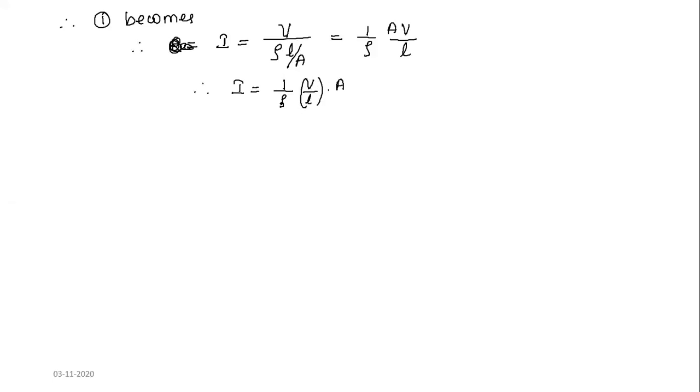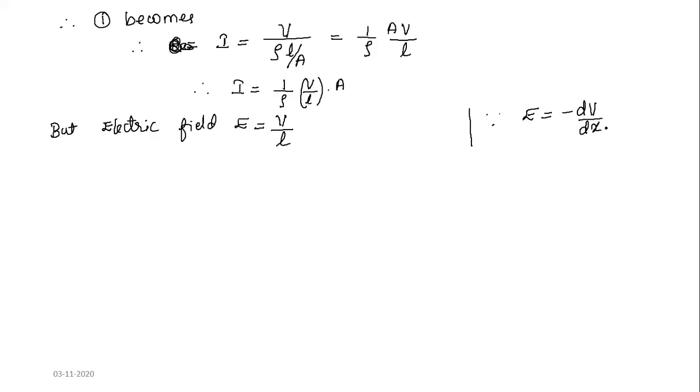So I is equal to 1 divided by rho into V divided by L into A. But electric field E is equal to V divided by L. How does it come? From the second chapter you know that E is equal to minus dV divided by dx.